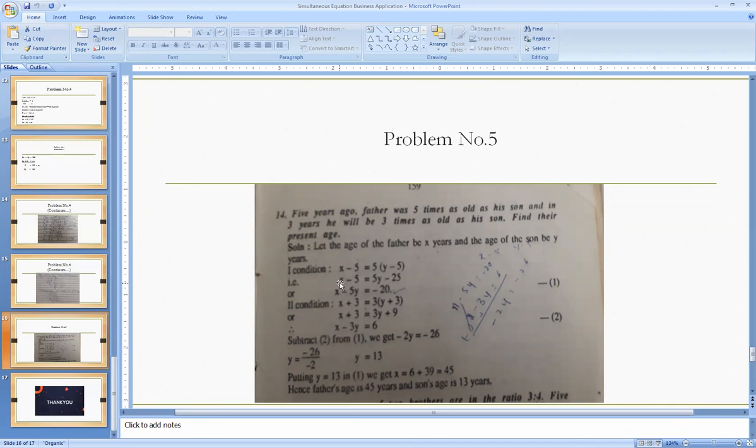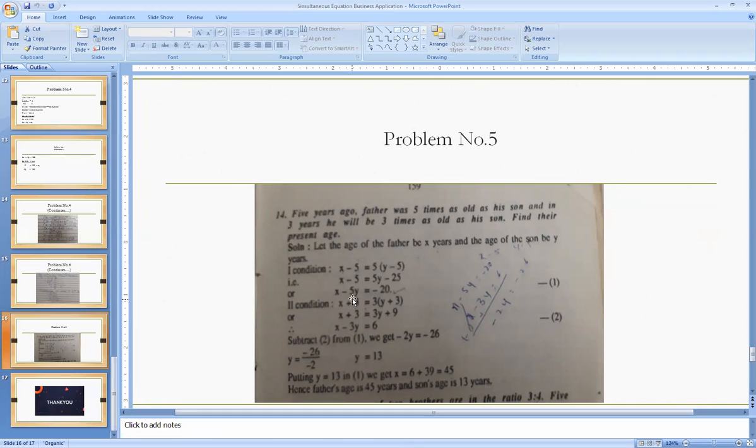So that is how we have written the equation here. Five years ago, the father's age x minus 5 equals the son's age multiplied by 5. So 5 times as old as his son, that is (y minus 5) multiplied by 5. So x minus 5 equals 5 into y, which is 5y, and minus into minus is minus, 5 into 5 is 25.